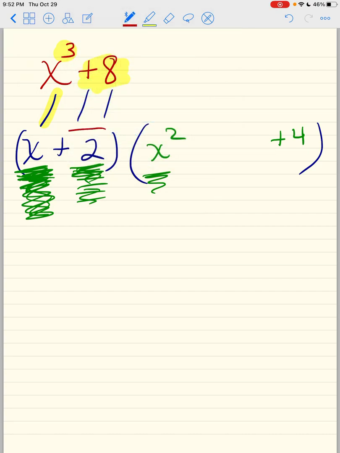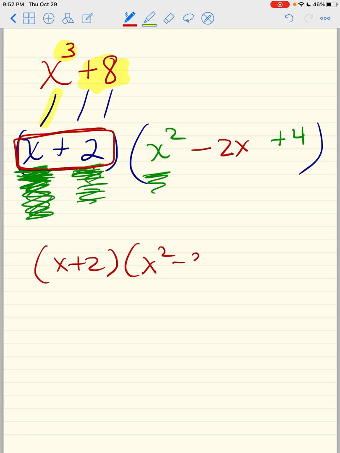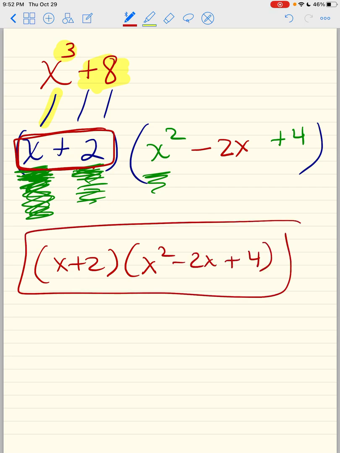Finally, we're just going to multiply these two together. These two terms, positive 2 times x is positive 2x. What you're going to do, instead of keeping the positive 2x, is you're going to change the sign. And that's it. That's how we factor perfect cubes. So your answer is this right here. And you are done. Let's try another example.